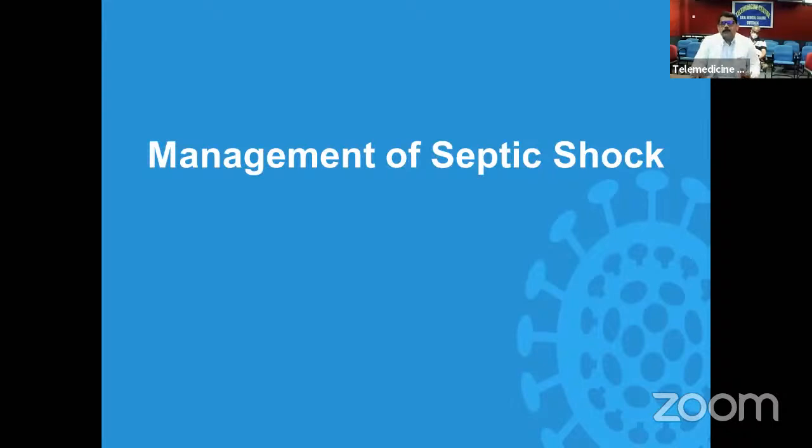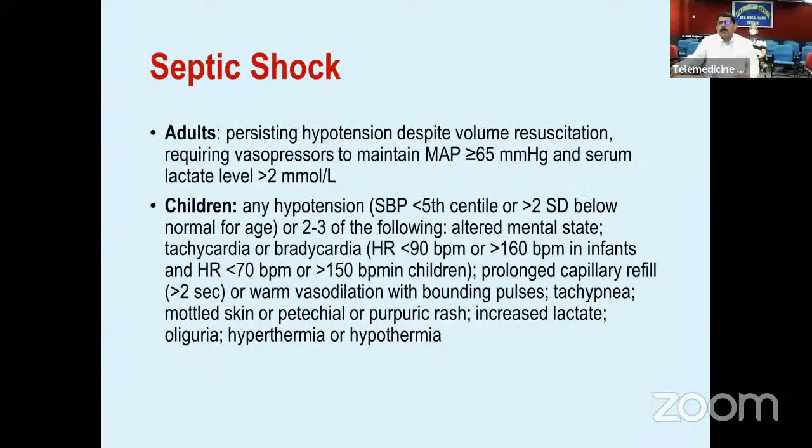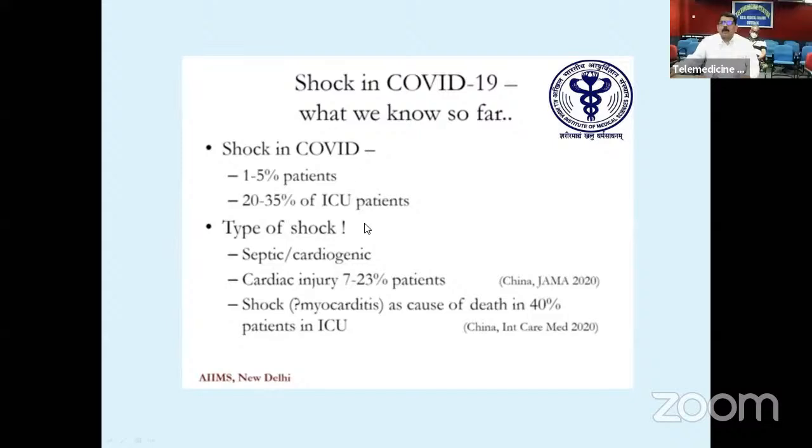And a few lines about shock, I'll tell you. I have already told, which agent do we prefer? We prefer noradrenaline to maintain a mean arterial pressure of 65 millimeter mercury, and if the serum lactate level is more than 2 millimole, we confirm the patient is having septic shock. The shock can be septic, cardiogenic, it can be myocarditis, and anything can be the reason. And 1 to 5% of patients, and 20 to 35%, almost one third of the ICU patients, develop shock.